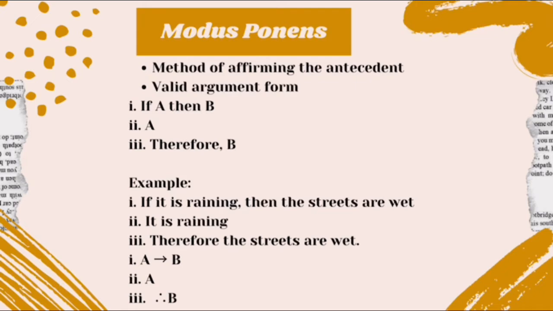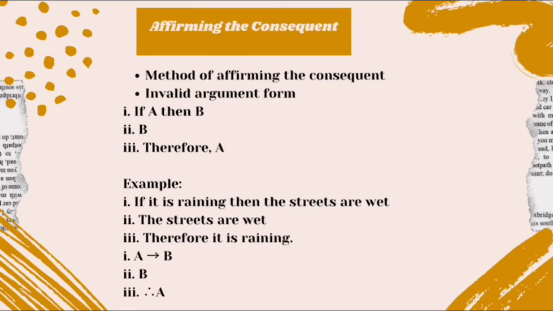This is a valid argument form because we can always tell that when it rains, it is automatically the case that the streets are wet. We can also use the representations of this argument to put away the content. We use the symbol for if-then statements, which is the arrow sign, the capital letters as usual, and the therefore sign for the conclusion. Next is the invalid argument form, which is called affirming the consequent, because in contrast to modus ponens, where you affirm the antecedent, in this case you affirm the consequent.